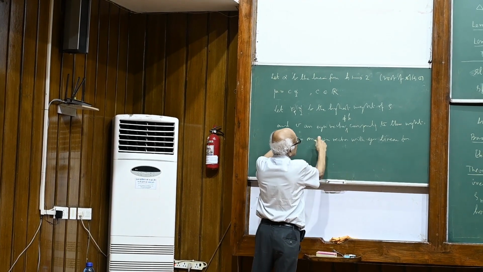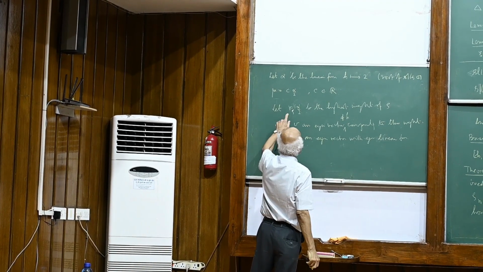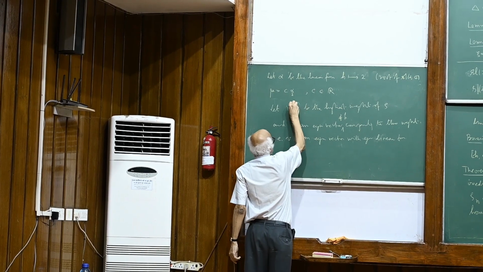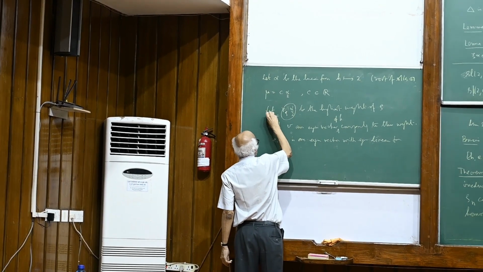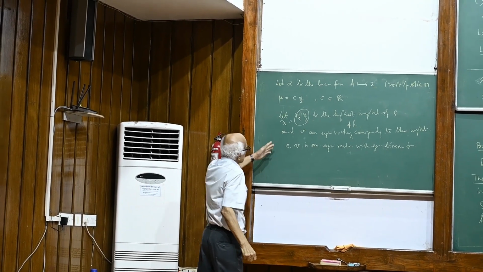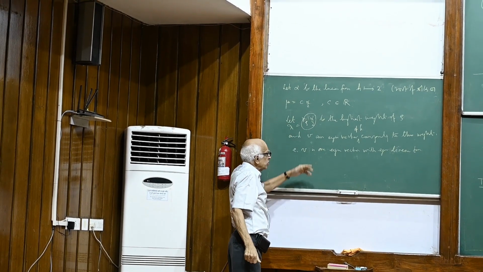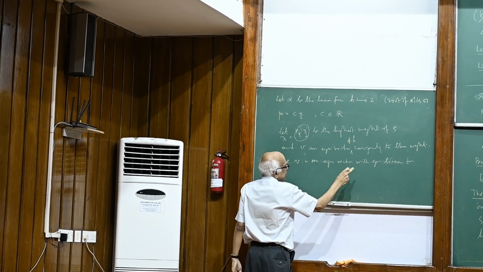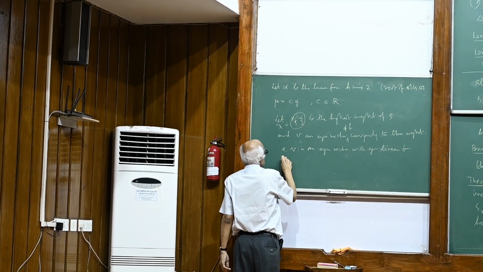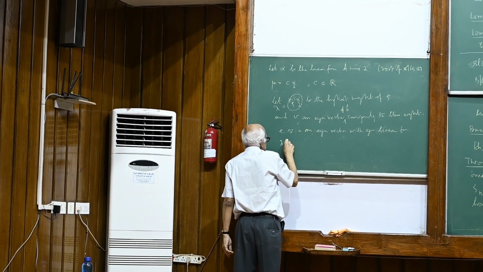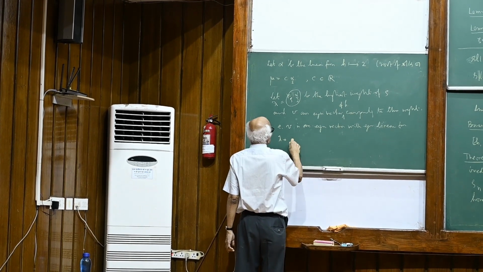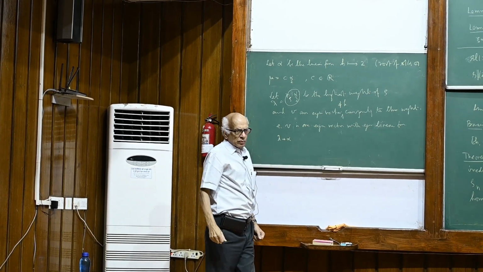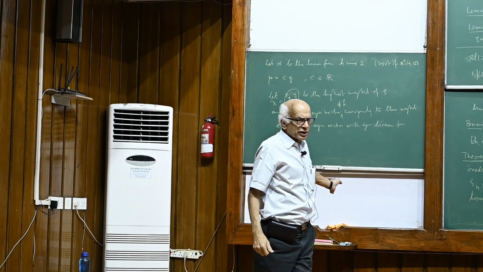We take an eigenvector corresponding to this weight, which at this point I still call the whole thing lambda, so that otherwise I'll have to keep writing rho alpha all the time. So, if V is an eigenvector with the eigenlinear form lambda, then EV is an eigenvector with eigenlinear form lambda plus alpha. This is easy to check.